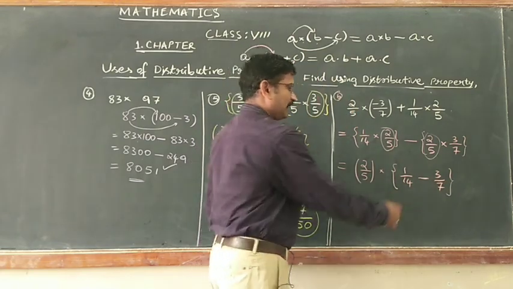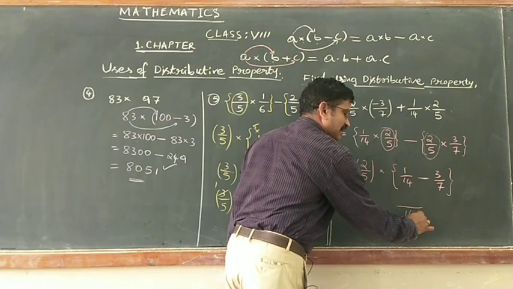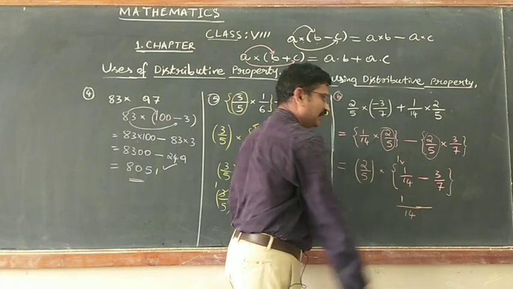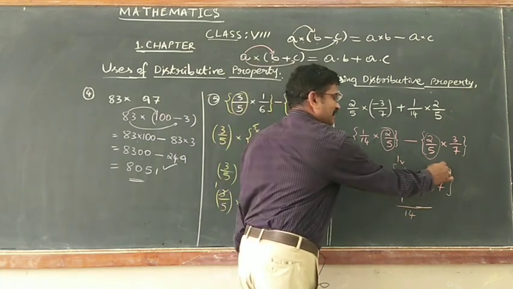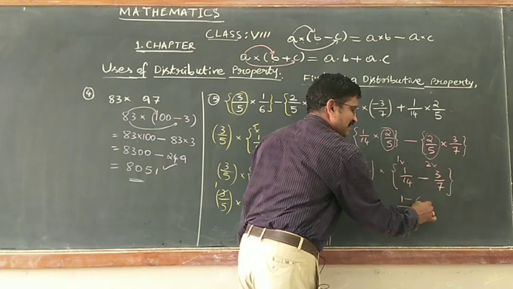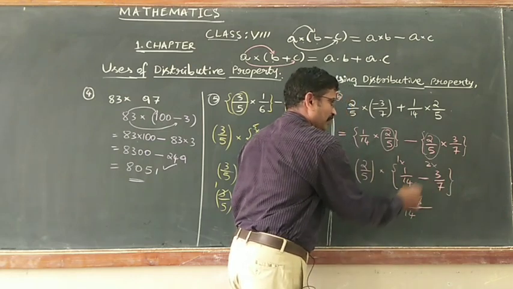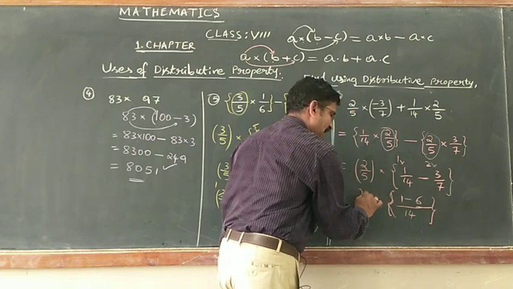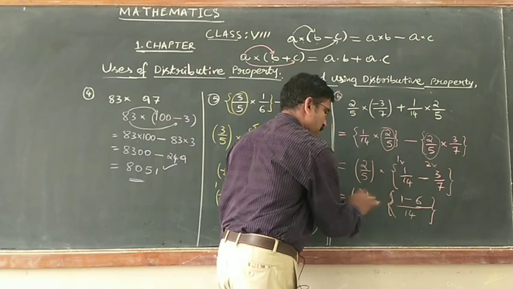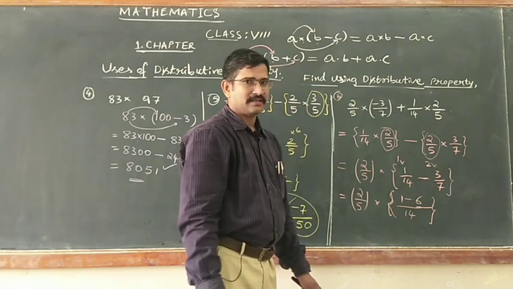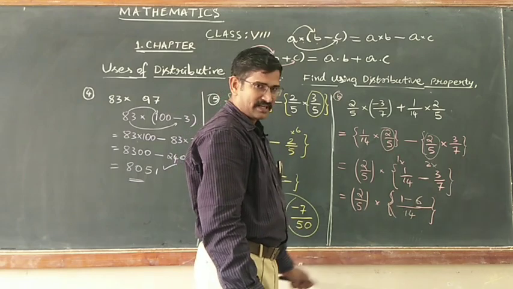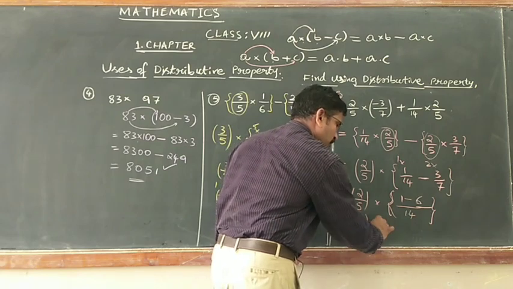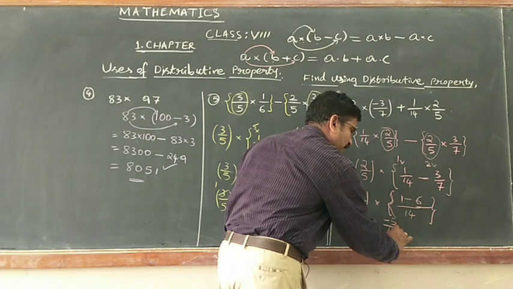So, children, here you can simplify, since their LCM is 14, 14 in 14 for once, 1 ones are 1, 7 in 14 for twice, 2 3s are 6, minus 6. So, this 2 by 5 as it is multiplies. Now, simplification of this is 1 minus 6 is minus 5. So, 2 upon 5 multiply to minus 5 by 14.